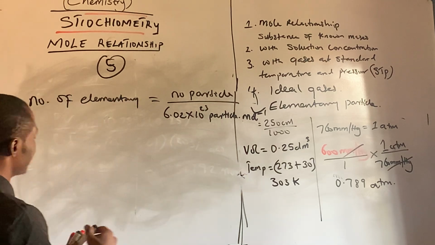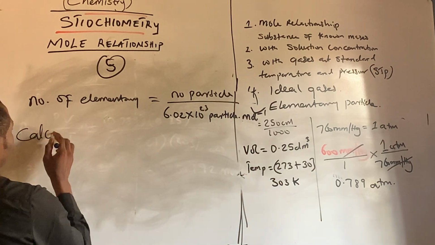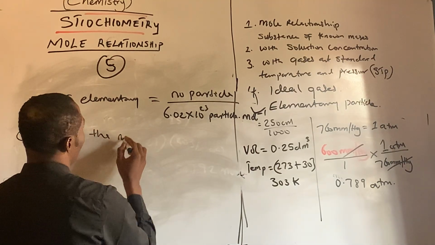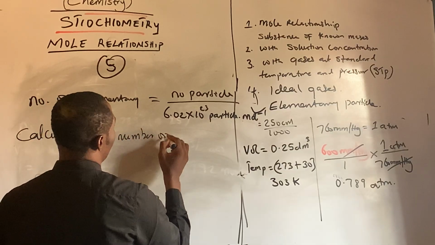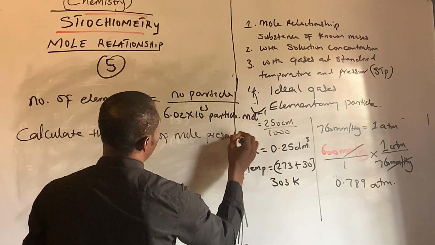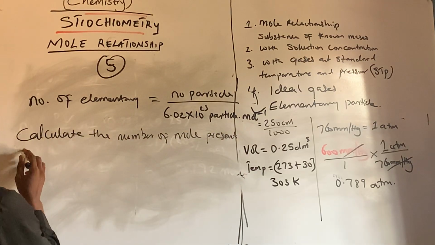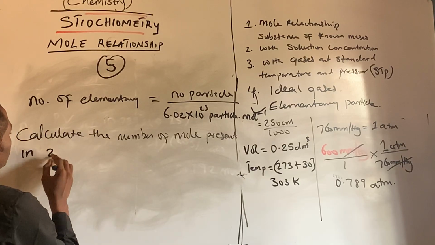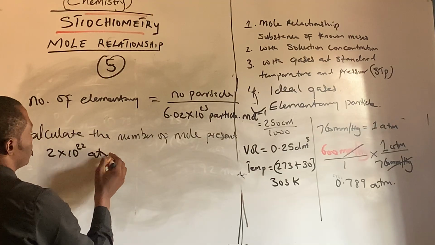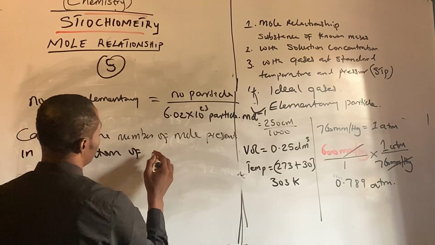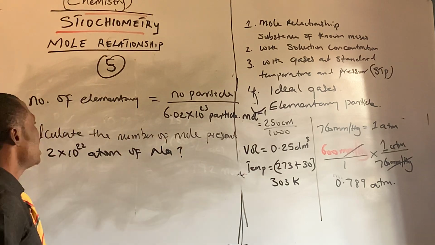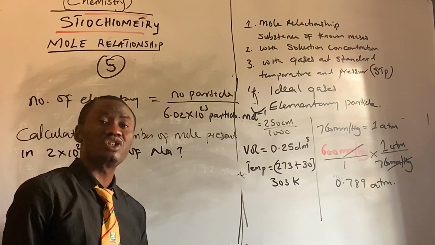All right, let's solve a problem. Calculate the number of mole present in 2 times 10 raised to the power of 22 atoms of sodium.